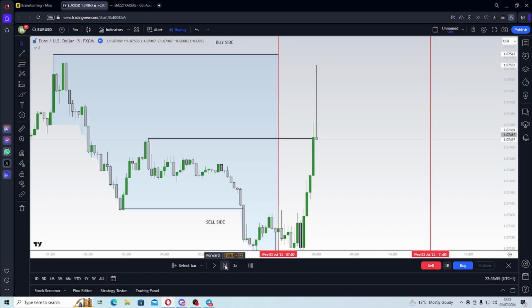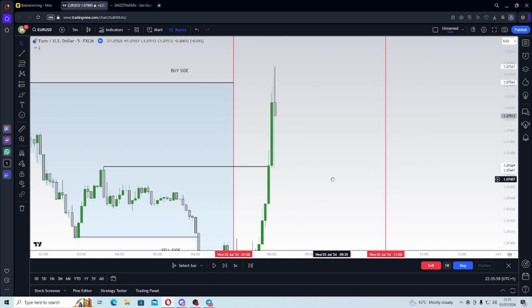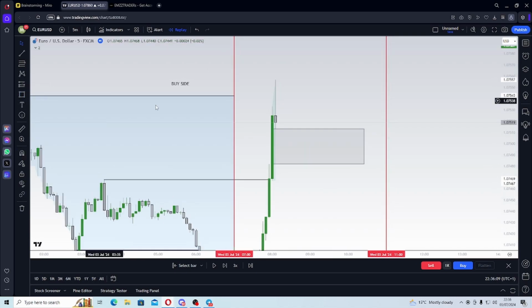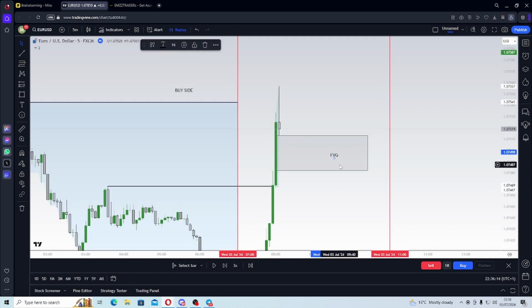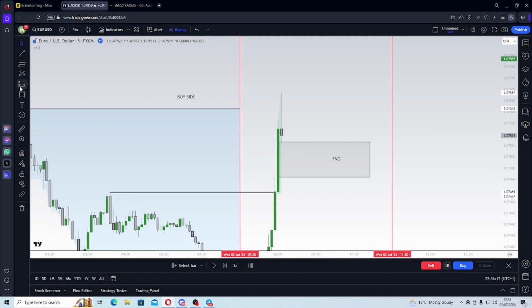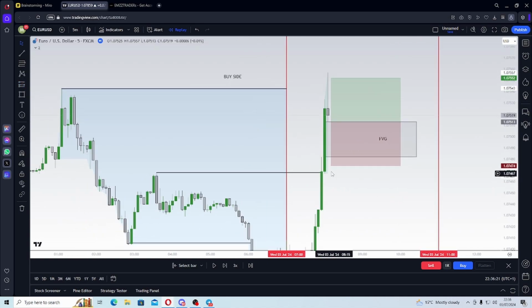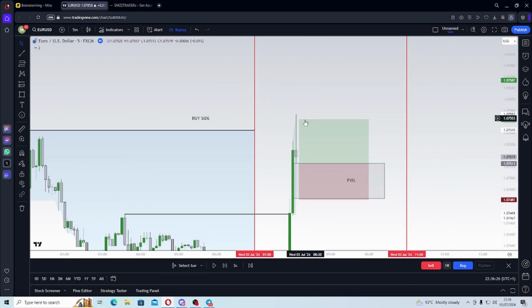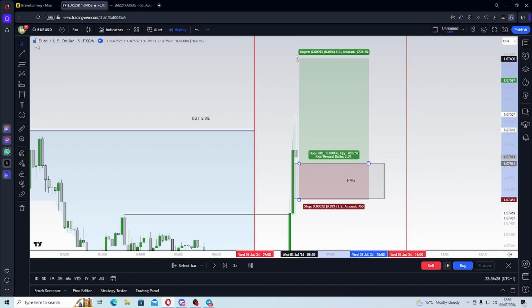Now if I play price forward once, I play again. As you can see, we have a fair value gap that was just formed right here. I'm going to be marking this out with my highlighter tool. As you can see, it's going to be our FVG. So now that our FVG is made, we're going to be placing our buy limit order right here, placing a stop loss just below this FVG line, placing take profit at least a 1-to-3 risk to reward ratio.